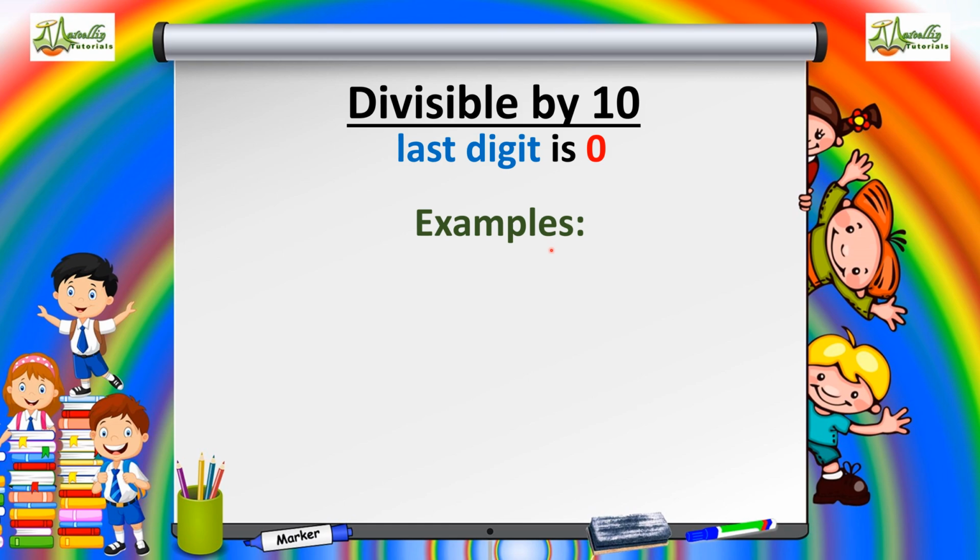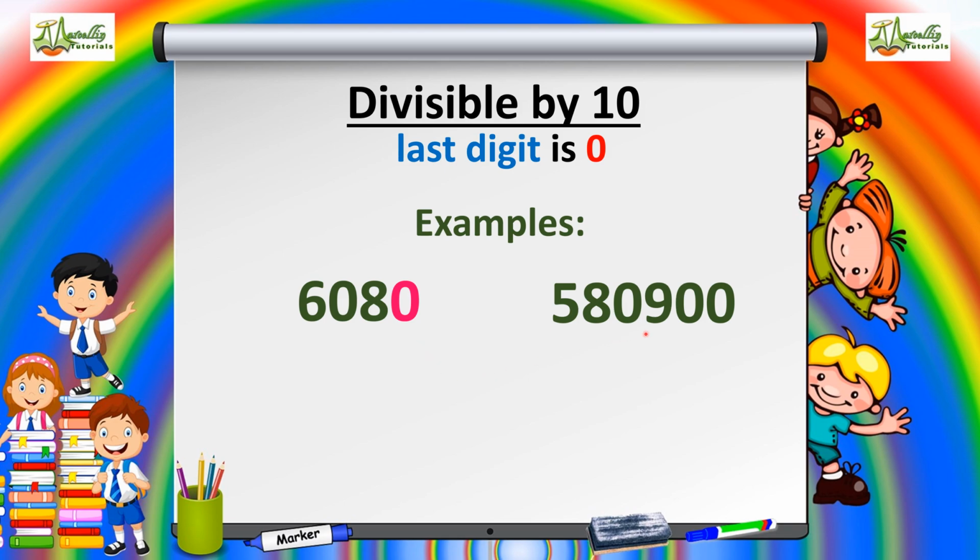Let's have examples for divisible by 10. We have 6,080. It ends with 0, then it is divisible by 10. Next, we have 580,900. It ends with 0, then it is divisible by 10. Next, we have 15,870. It also ends with 0, then it is divisible by 10.